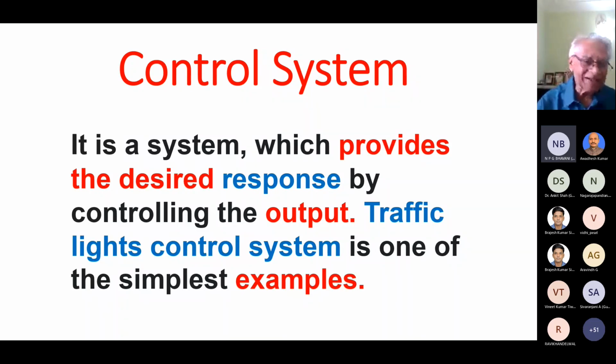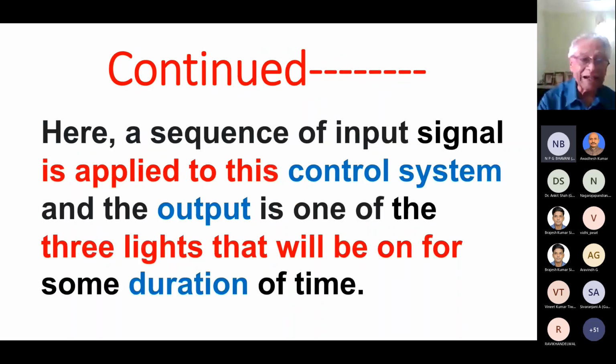And traffic lights control system is one of the simplest examples. You can imagine that there are different lanes. The sequence of input signal is applied to this control system, and the output is one of the three lights that will be on for some duration of time. Red will be there, or green, or yellow, so that people can decide their path and move their vehicles.